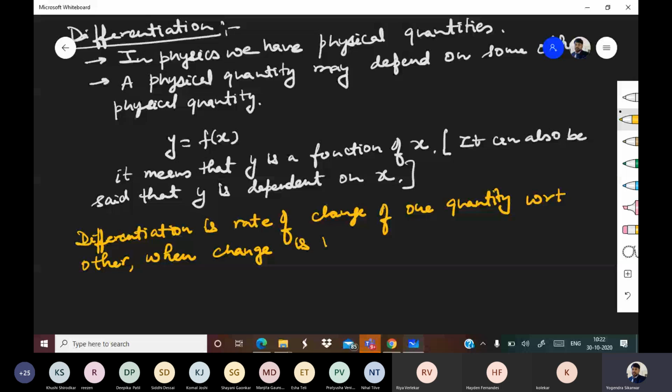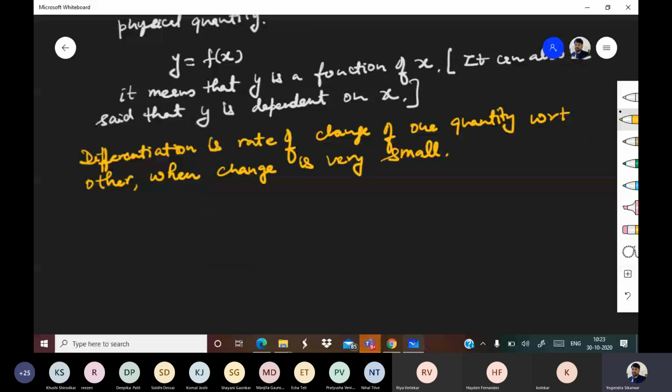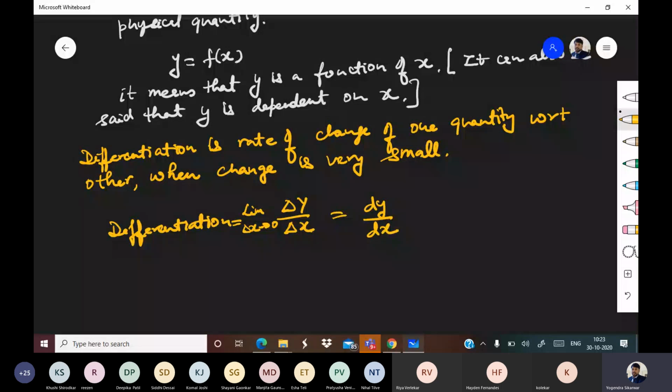Okay. So just to tell you, differentiation is equal to delta y upon delta x. Delta y means change in y, delta x is change in x. So rate of change of y with respect to x. Now, how to make sure that this change is very small? By writing limit delta x tends to 0. So this is ensuring that change in x is very small. So that gives us dy by dx.